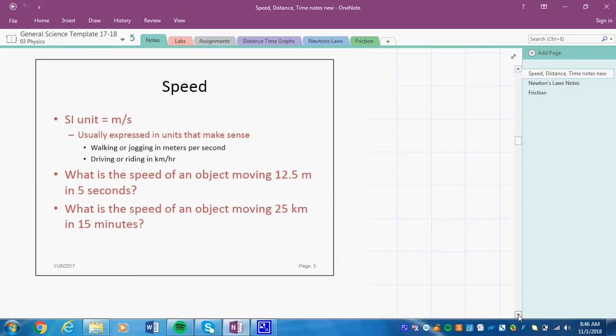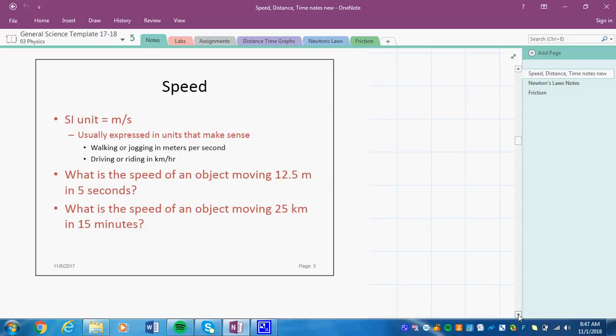So speed is awesome, very easy to understand if you understand that you change speed. If we look at the SI unit of speed, or the metric system unit, we measure that in meters per second. It's actually telling you what to do. Doesn't matter if you're walking, jogging, riding a bike, or whatever, we can look at that and say, okay, what is the speed of a moving object?